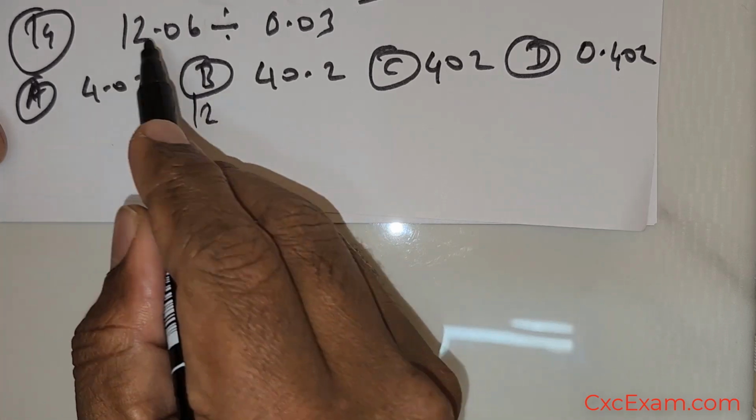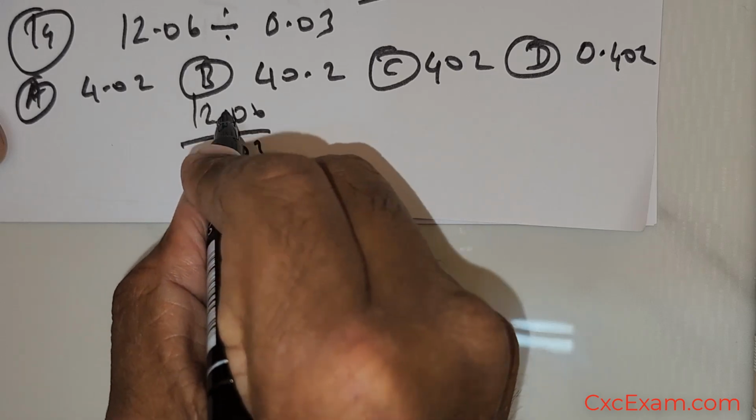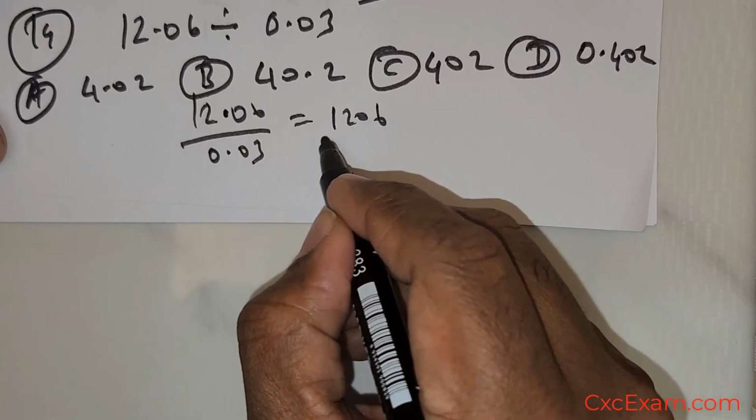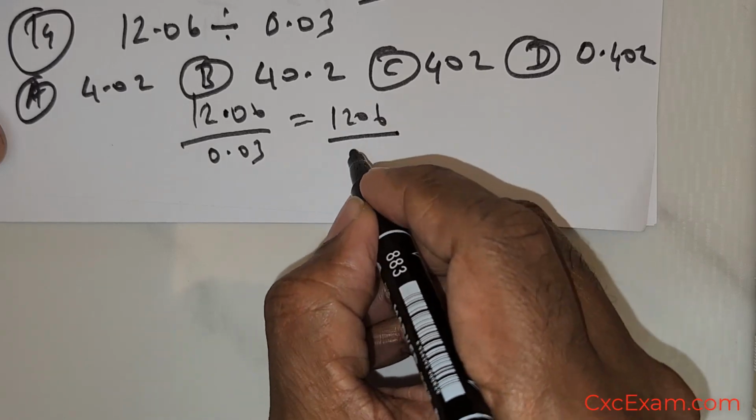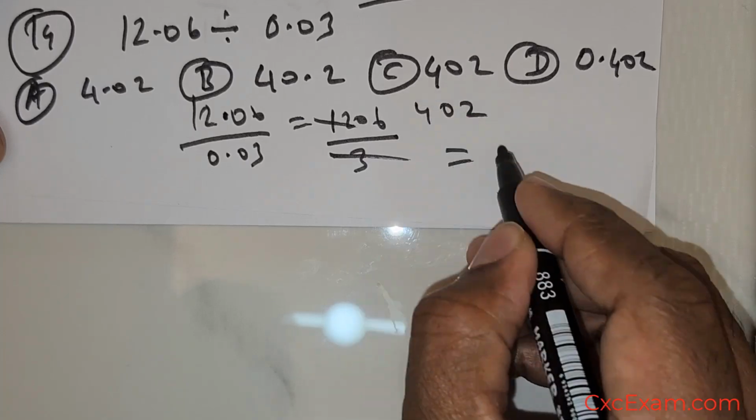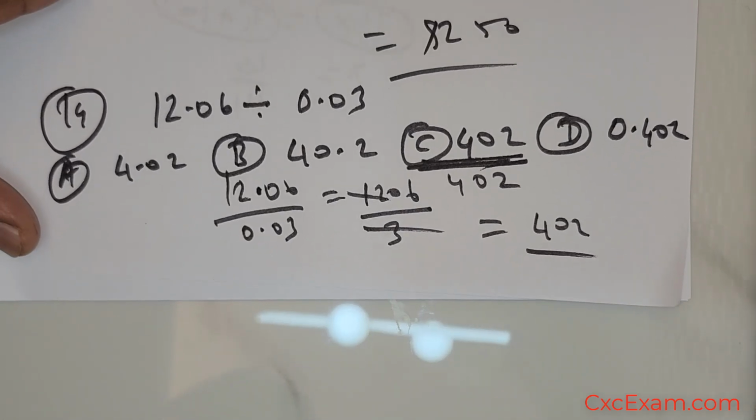Now you have to divide 12.06 by 0.03. Now after the decimal point you have 2 digits, after the decimal point you have 2 digits. So this is similar to dividing 1206 by 3. So 3 divides 4 times, 0 times and 2 times. So the answer is 402. C is the solution for this question.